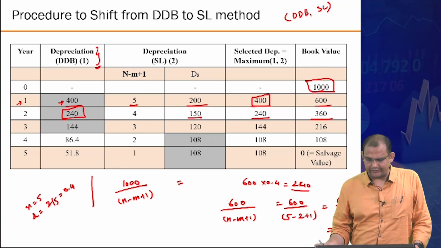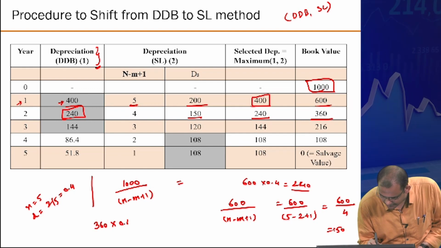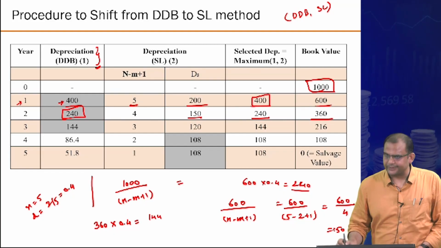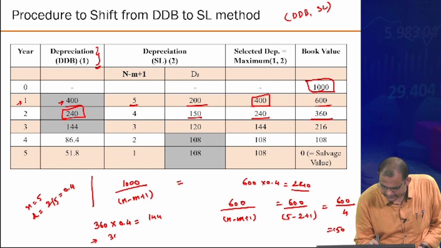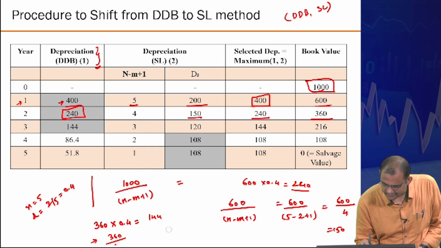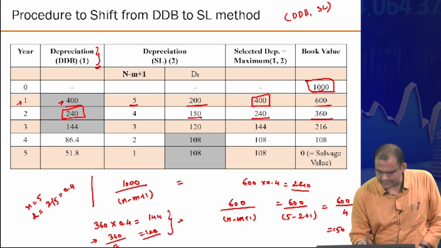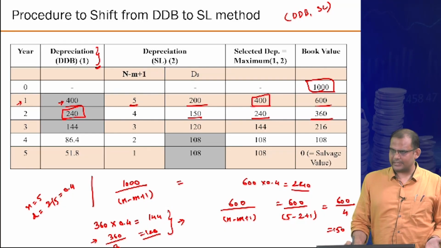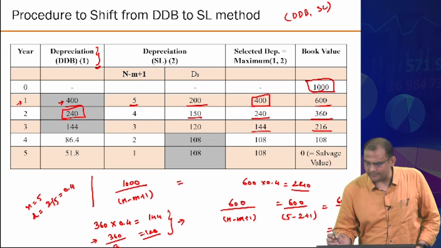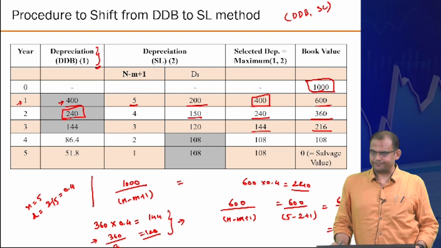Just give me a minute. I'll finish it off. Then year 3, 360 into 0.4 is coming out to be 144. And straight line method, 360 divided by 3 is coming out to be 120. Out of these two, which is better? Still DDB. So you allow 144 of depreciation. The final value becomes 216, which is 360 minus 144.